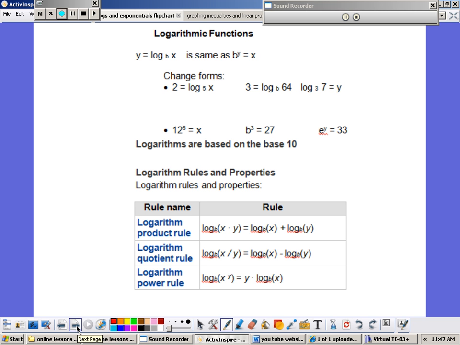Okay, exponential functions and logarithmic functions are inverses. That's why we're talking about them in the same thing. So since they're inverses, we can switch them from one to the other. So this is how it works to change forms.